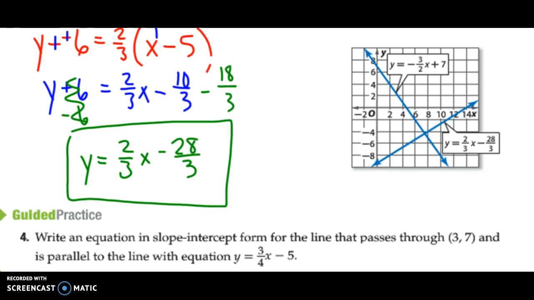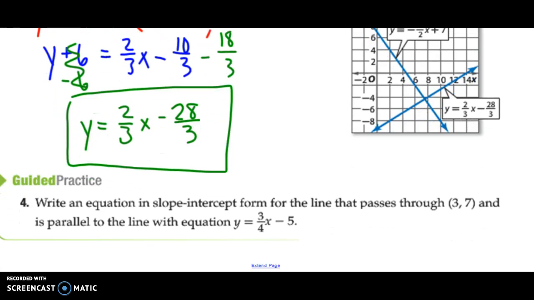Here's a guided practice problem that you can try also.